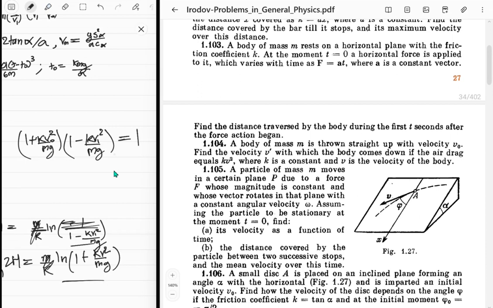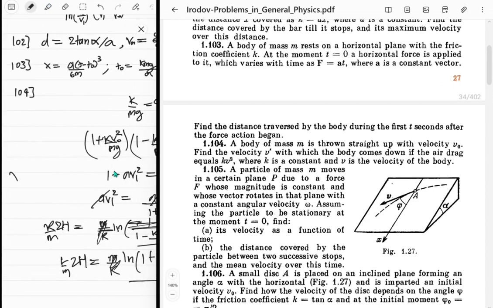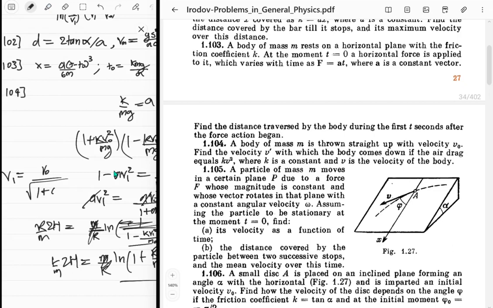And now we need to figure out what v1 is, so divide by that. This is getting handful to write, so I'll just say k upon mg is equal to a. So we'll have 1 minus a v1 squared is equal to 1 upon 1 plus a v naught squared. And then you've got a v1 squared is equal to 1 minus 1 upon all that stuff. That will just become a v naught squared upon 1 plus a v naught squared. Oh, look, a cancels. So you can just take the square root now. v1 is equal to v naught upon square root of 1 plus a v naught squared.